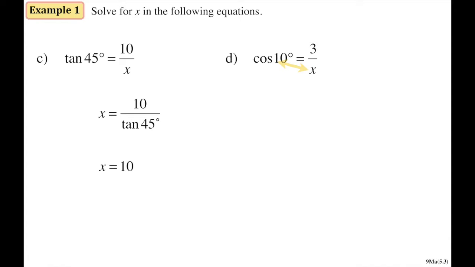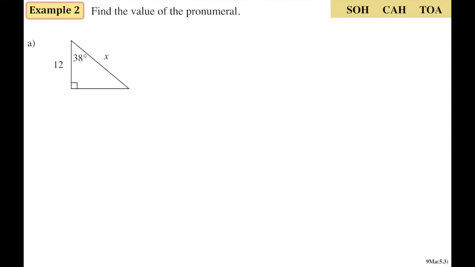So we switch the x and the cos 10, and x equals 3 over cos 10. Put that into your calculator, and x is equal to 3.05 if we round it to 2 decimal places. Let's try another one, except this time we've got to create the equation.